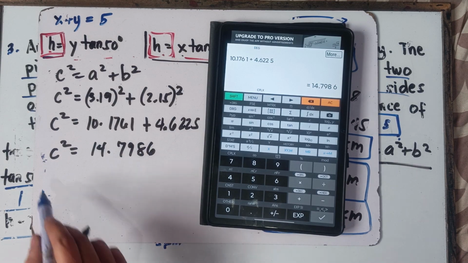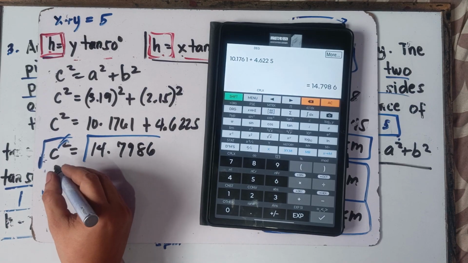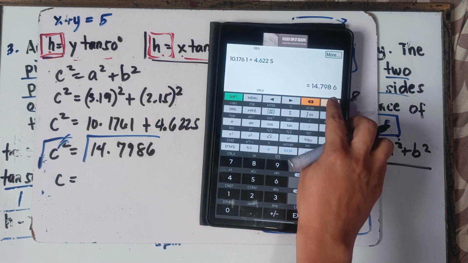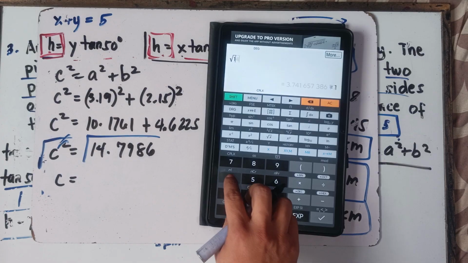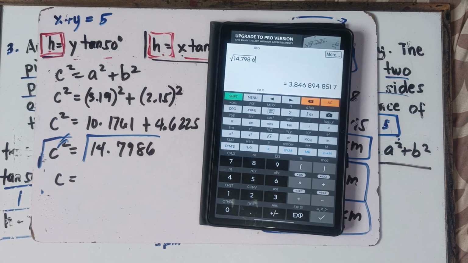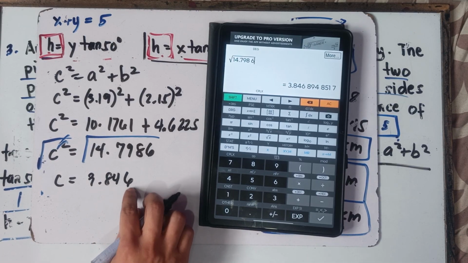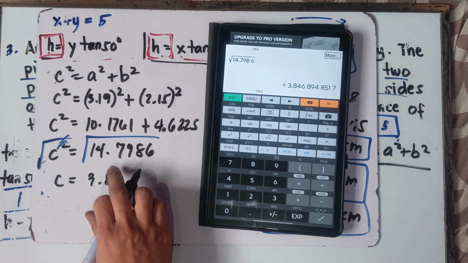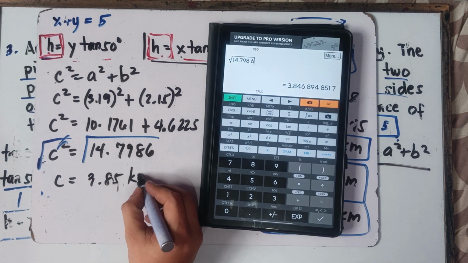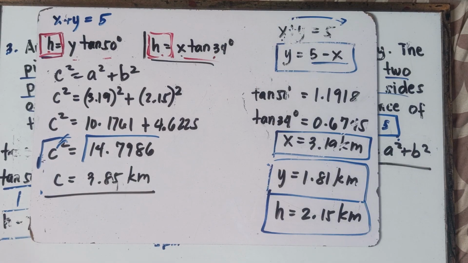14.7986. Extract the square root so that you can cancel this out, the square. And then the remaining expression will be only c. So the square root of 14.7986. And the answer, class, is 3.846. After 4, that would be 6. This will be 85. And do not forget the units, kilometers. And then we're all set, class, all set.